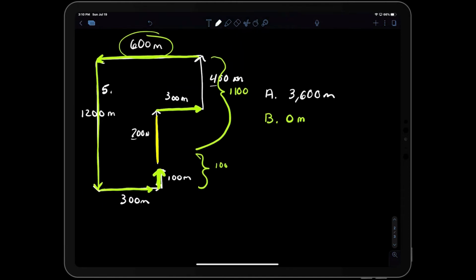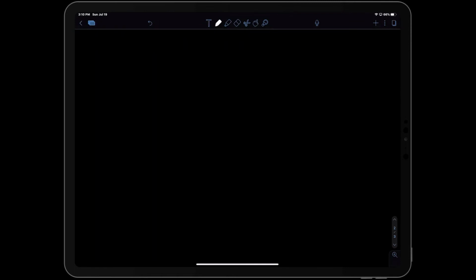We go to number 6. Number 6 here said Jose buys a new moped. He travels 3 kilometers south. So we'll put this in here. We'll have 3 kilometers south. And then they travel 4 kilometers to the east. All right. How far does he need to go to get back where he started?